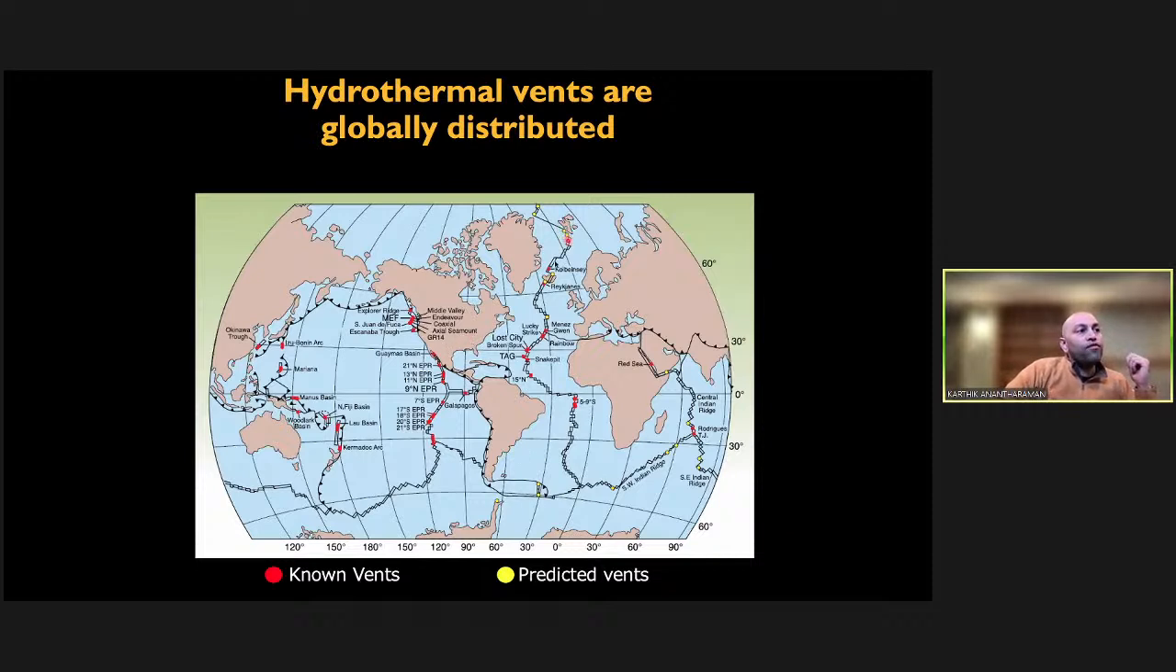So all of these black lines that you see are mid-ocean ridges. And I've indicated the known and predicted hydrothermal vents in red and yellow.